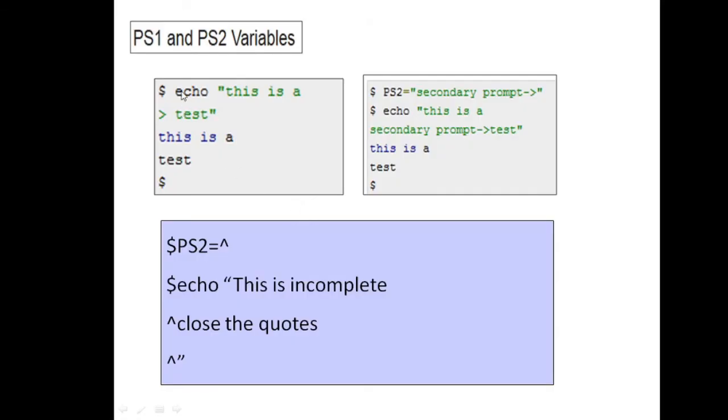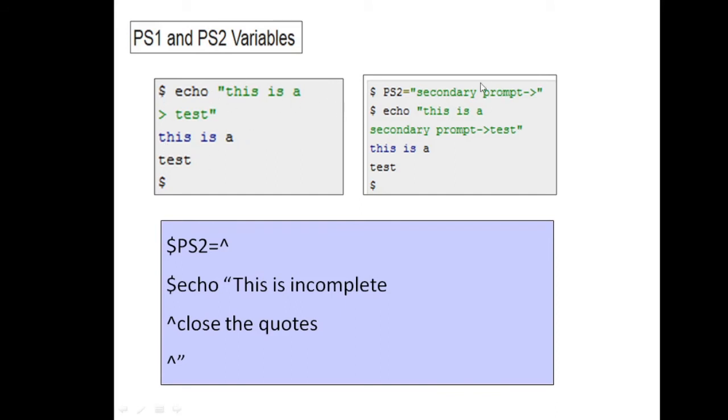Here you can see echo, this is a test. Here I have not completed the command. I have not given a closing quote. So when I press enter to go to the next line, the secondary prompt comes here. This is a test.